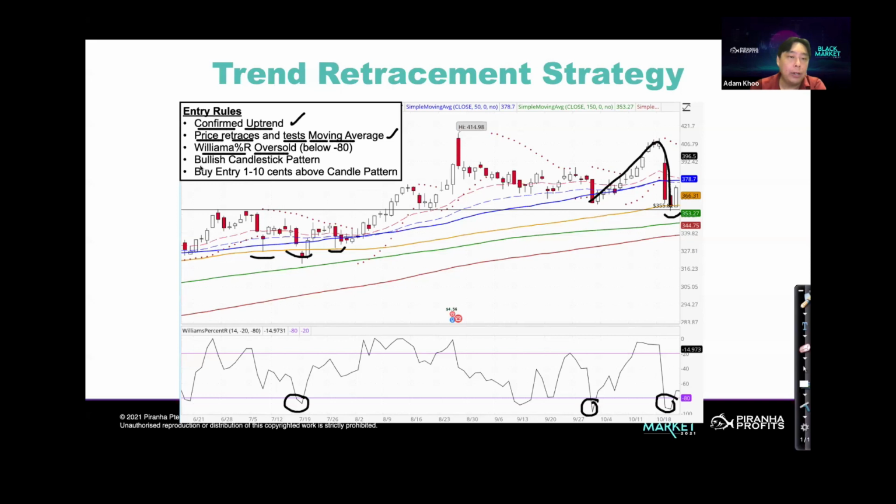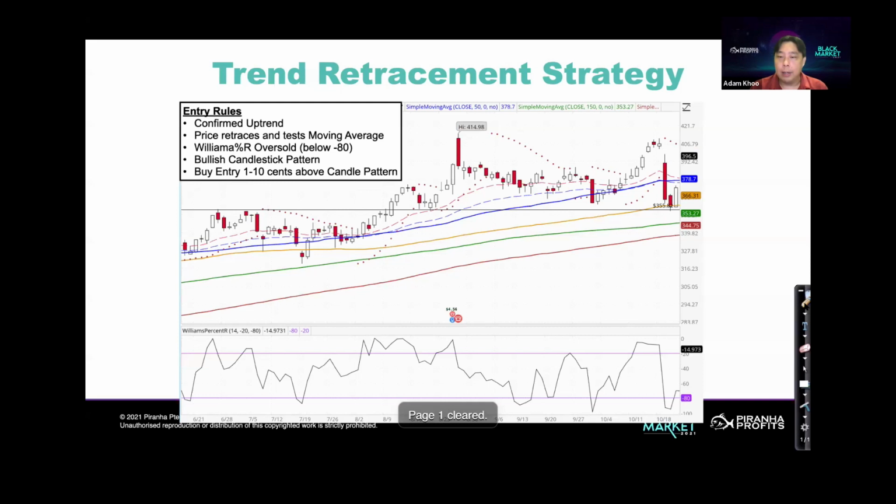Next, do we have a bullish candlestick pattern here? Again, this is a bullish engulfing pattern. So all the stars are aligned. Once we know that, there's a high chance it's going to bounce up, then we place our entry order.